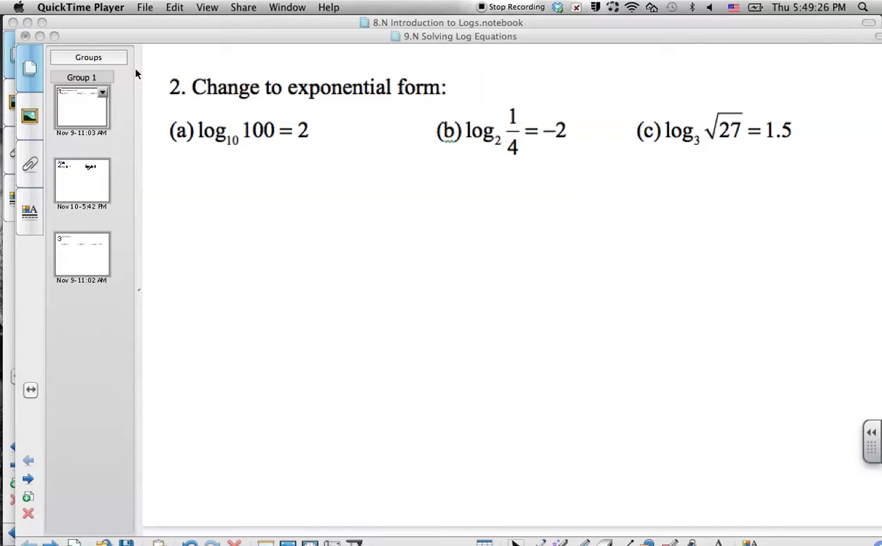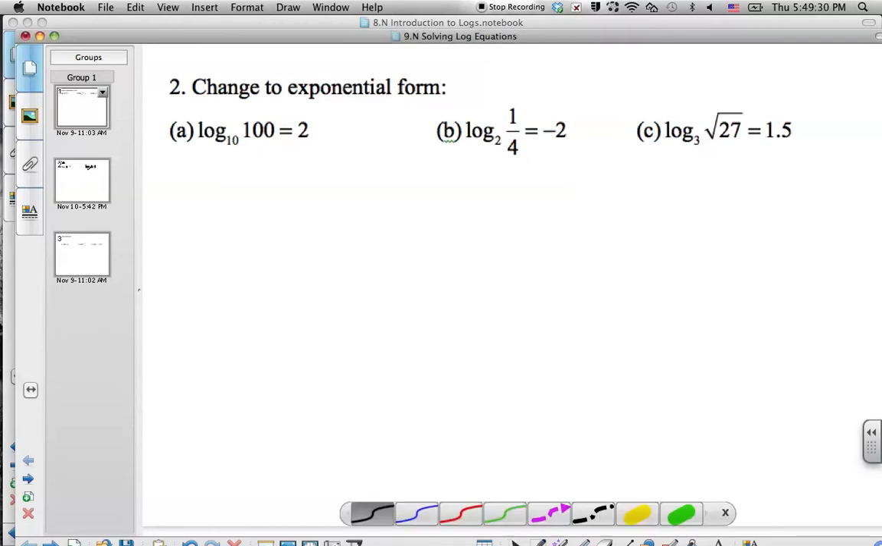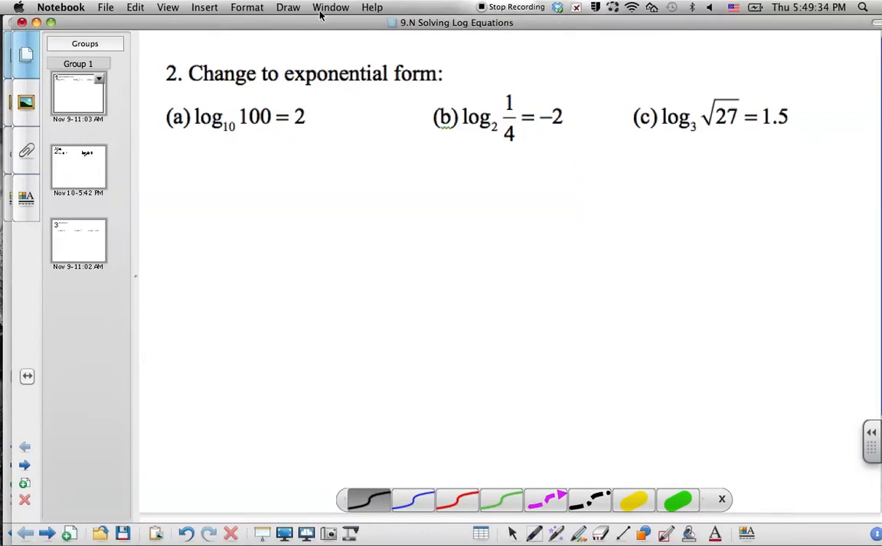Hi, here we are again on day 2 with logs. And we are going to solve some log equations. If you remember from the last podcast, what do we do when we want to solve a log equation?